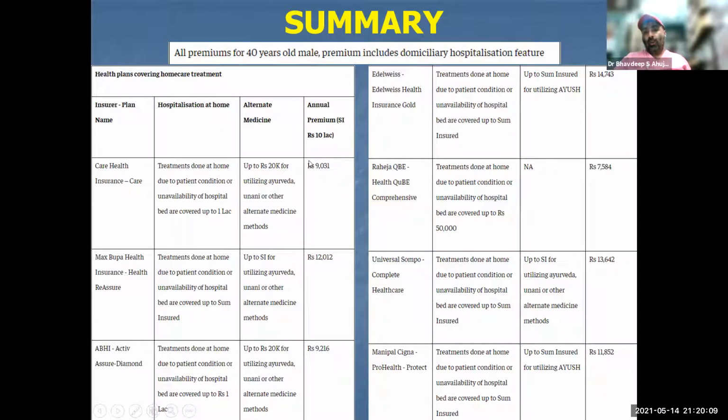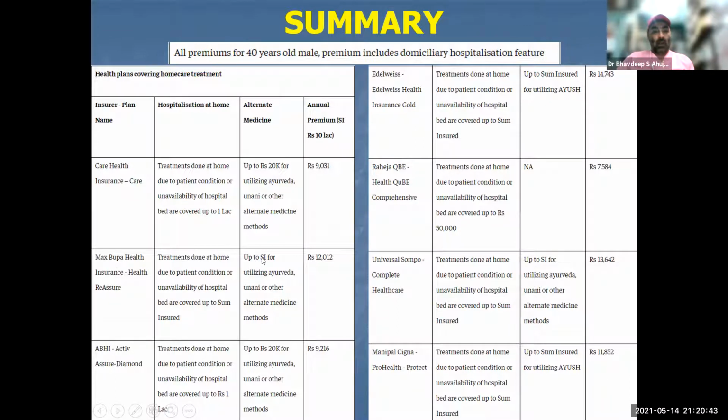It is not only for domiciliary. The sum insured is 10 lakh. In this 10 lakh coverage, they are giving you the other hospitalization as well, but this is an additional feature. This is not only a DH policy, this is a policy with the DH feature included. So Care Health policy, premium almost we saw for 30-year-old, it was in the range of this amount only. In this, up to 20,000 is covered.